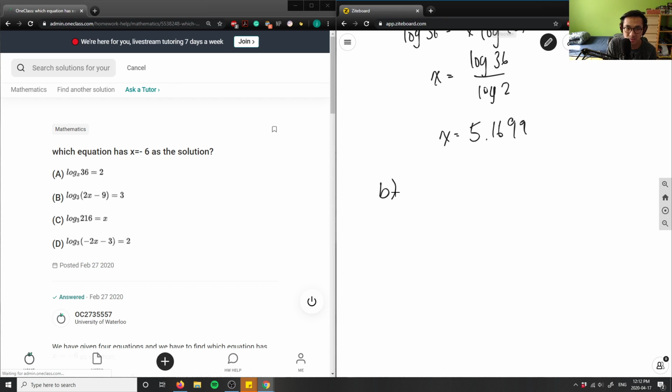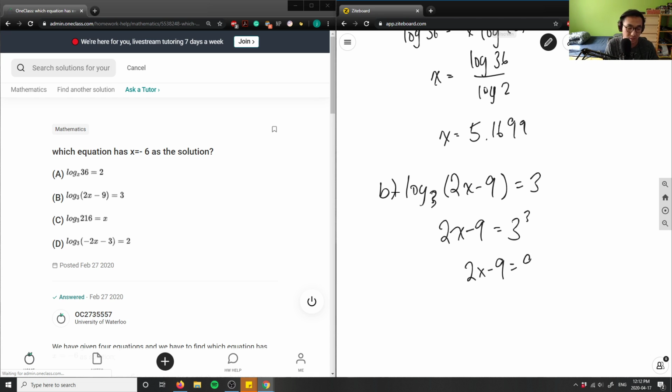So b here states that log base 3 of 2x minus 9 equals 3, right? So again, I'm going to move log 3 to the other side, and I get 2x minus 9 just by itself. And I already have the base of 3, right? So it's going to be 3 to the power of 3 here. So I'm going to have 2x minus 9 equals 3 to the power of 3, and 3 cubed is 27.